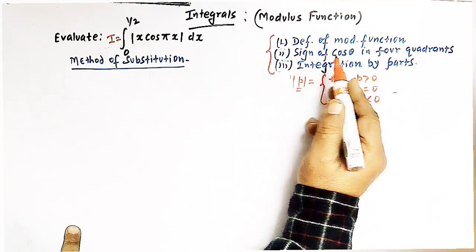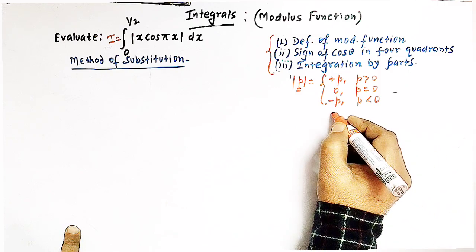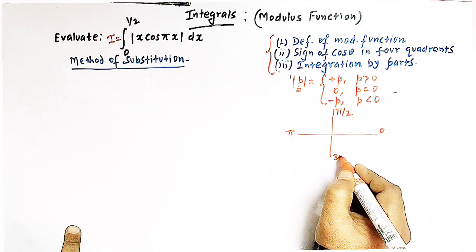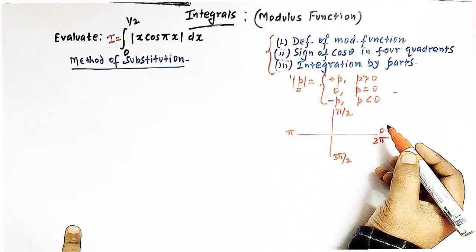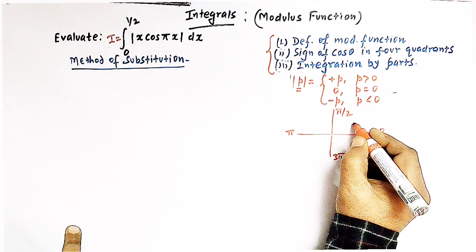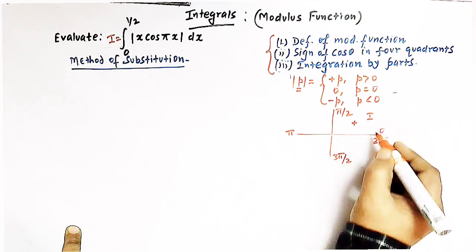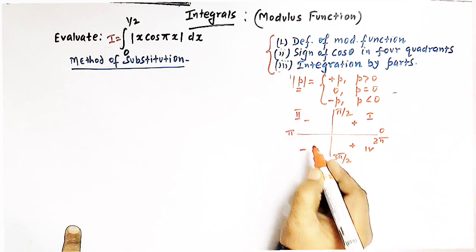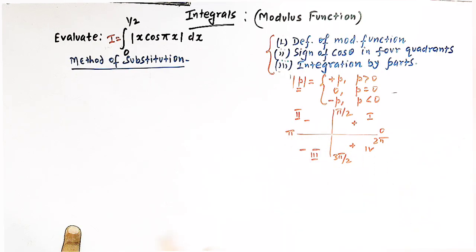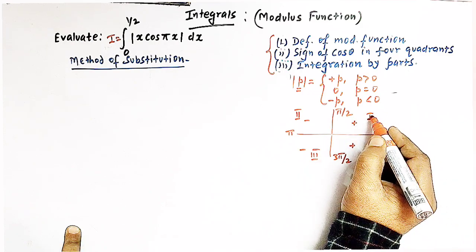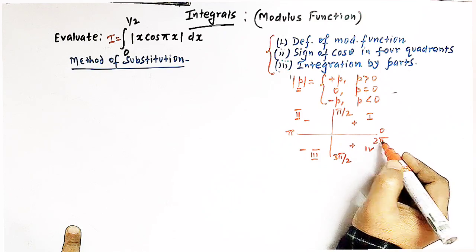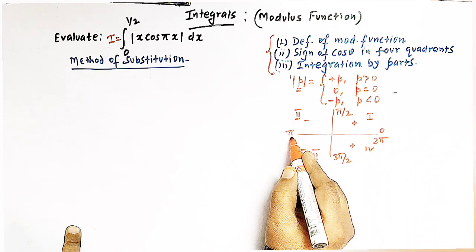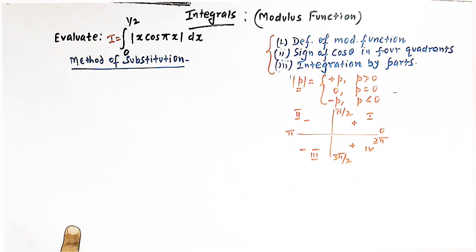And the second one is the sign convention for cosine function in four quadrants. Now see, when we have the four quadrants, here we have 0, here we have pi by 2, then we have pi, then we have 3 pi by 2, and here we have 2 pi. Now we know from trigonometry that the cosine function is positive in the first quadrant and in the fourth quadrant, right? And in the second and third quadrant, the cosine function is negative, right? So from 0 to pi by 2, the cosine function is positive, and from 3 pi by 2 to 2 pi, the cosine function is positive, and from pi by 2 to pi, the cosine function is negative, and again from pi by 2 to 3 pi by 2, the cosine function is negative, right?